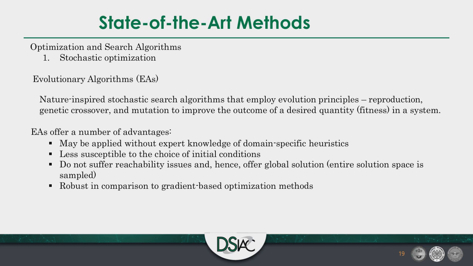The entire solution space is sampled because they sample randomly over the whole space. They offer a better reachability advantage over other problems. In comparison with gradient-based optimization methods, in a certain class of problems they seem to be robust. The key phrase here is a class of problems. But they can also take a long time to provide the solution. They're very computationally intensive as well.